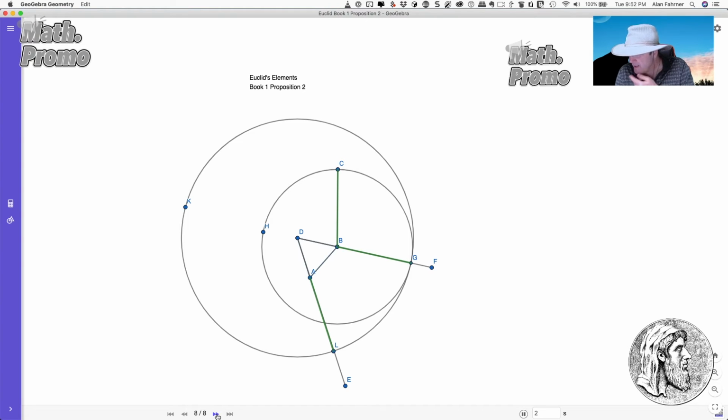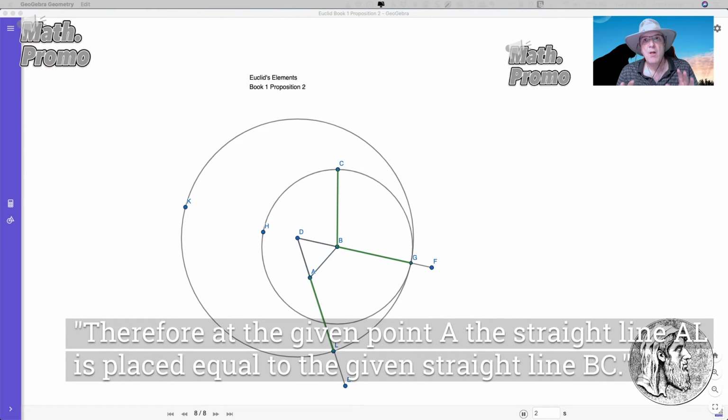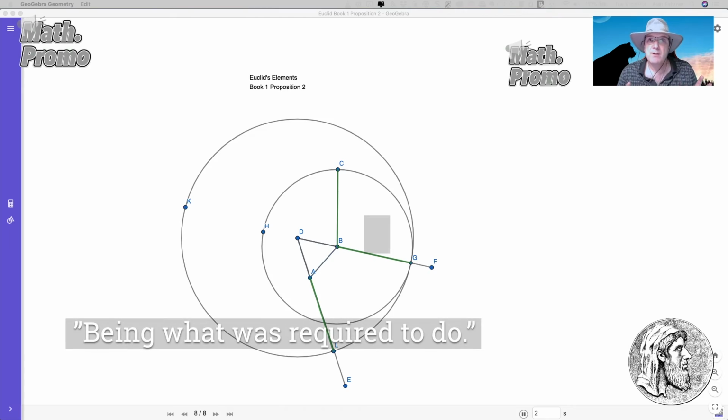And because ABD is an equilateral triangle, we know that DB and DA are the same length, which means if we go ahead and subtract those, BG has to be the same length as AL, which of course is the same length as BC. So do you see what we've got there? Quoting Heath's translation again, therefore at the given point A, the straight line AL is placed equal to the given straight line BC, being what was required to do.